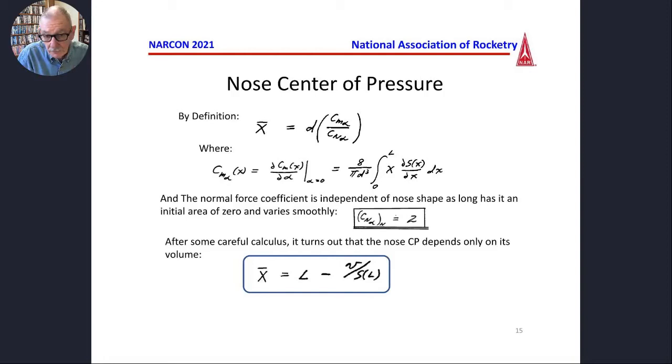So that's a fairly simple shape. You would think that would be like a cone. For an ogive, I said it's like 0.466, but how did I get that number? I'll show you in a minute. But for a cone, it's even simpler. It's about two-thirds of the length. For a parabola, it's about half the length. So those numbers are fairly straightforward.